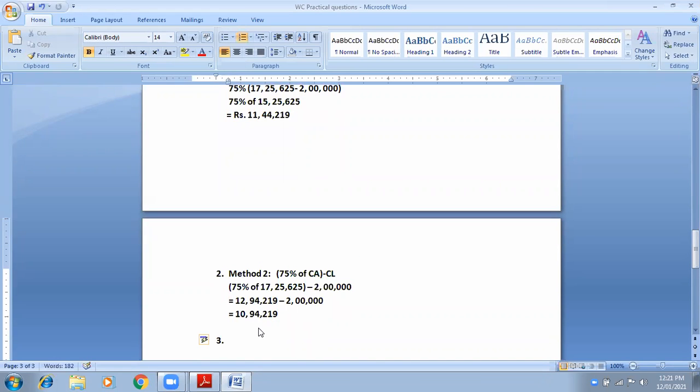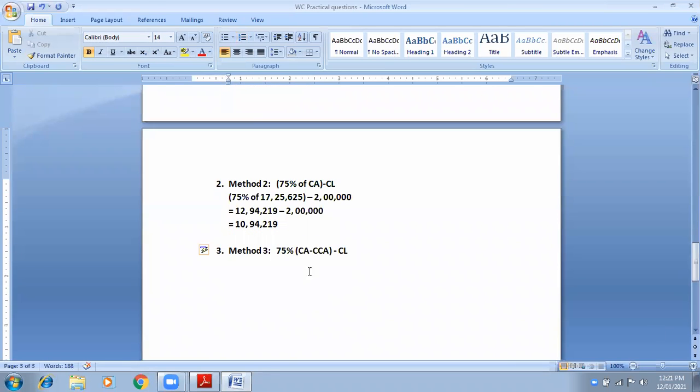Okay, third method, method number 3. Can anybody tell me the formula? It is 75 percentage, bracket current assets minus core current assets. Okay, bracket close, minus current liabilities. See, in this question, core current assets are not given. So assume that core current assets are not there.